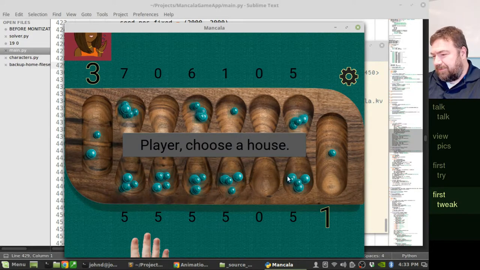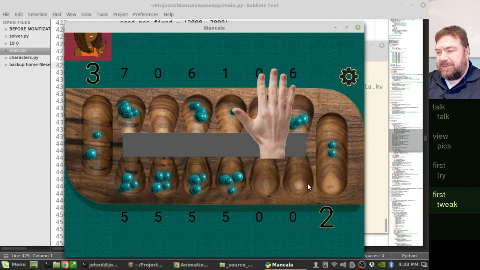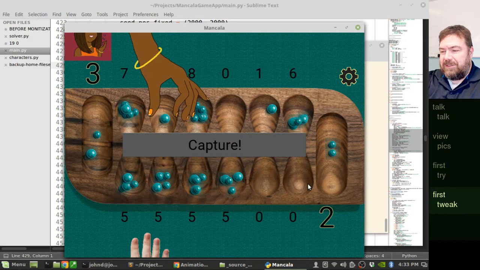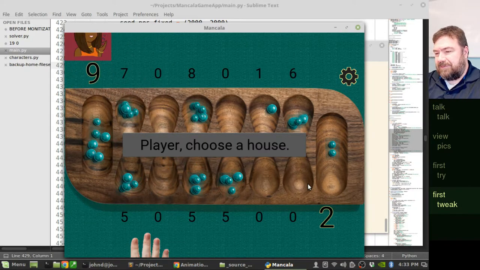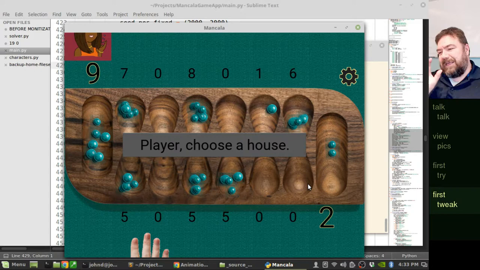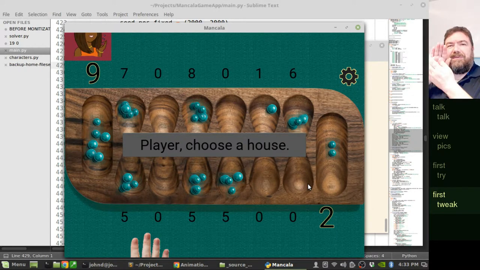I have centered. Actually, let's get the AI to move again here. AI thinking again, and I have centered it so that the hand is properly dropping into the right place. The fact that it's clear in the middle of the hand means you're seeing the seeds, because before I was covering the entire pit with the hand, so you couldn't see the seeds being dropped.